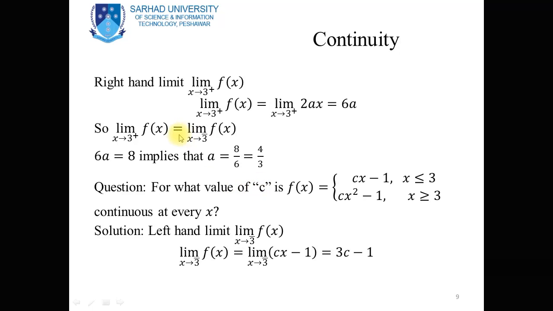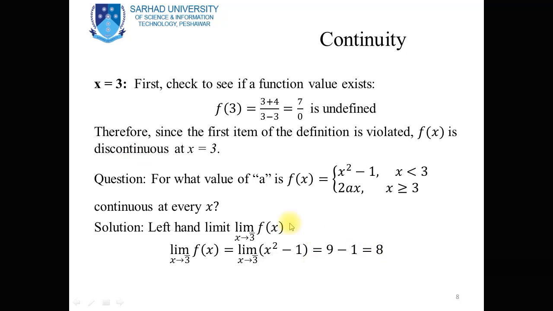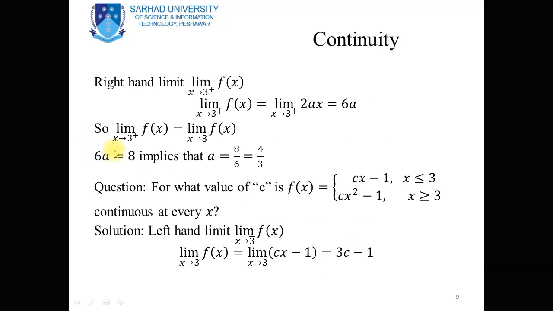Since the function is continuous, by the definition the left hand limit will be equal to the right hand limit. So this is the right hand limit and this is the left hand limit. Both limits are equal because it is given that the function is continuous. So 6a is equal to 8. Dividing both sides by 6 we obtain a is equal to 8 by 6, which is equal to 4 by 3.